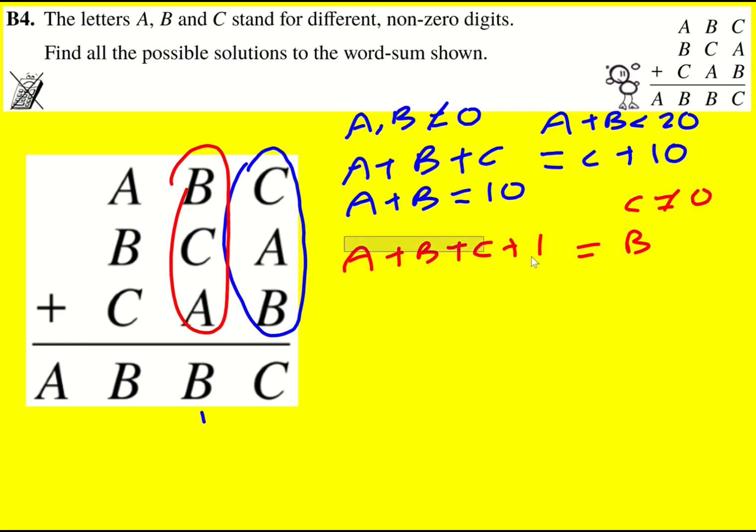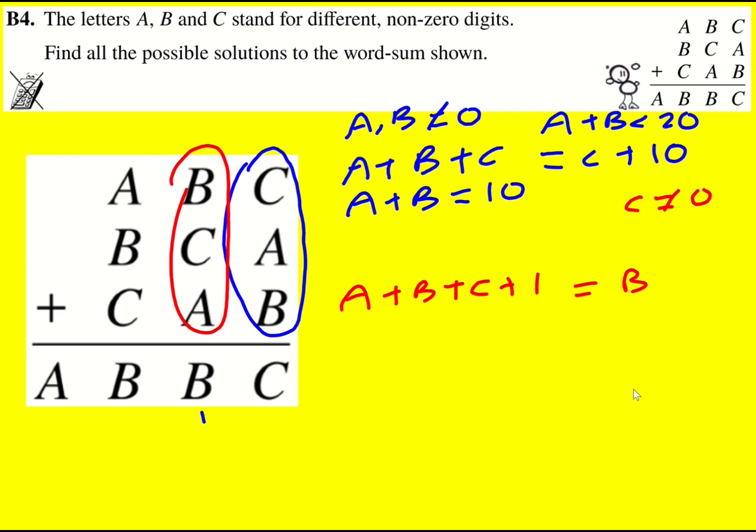But we've also got that it's not going to equal, again, we're not going to be carrying 2 across because A plus C is going to be less than 19. So it must be that this is equal to B plus 10. And we're going to carry another 1 across, which means that A plus C is going to have to equal 9.